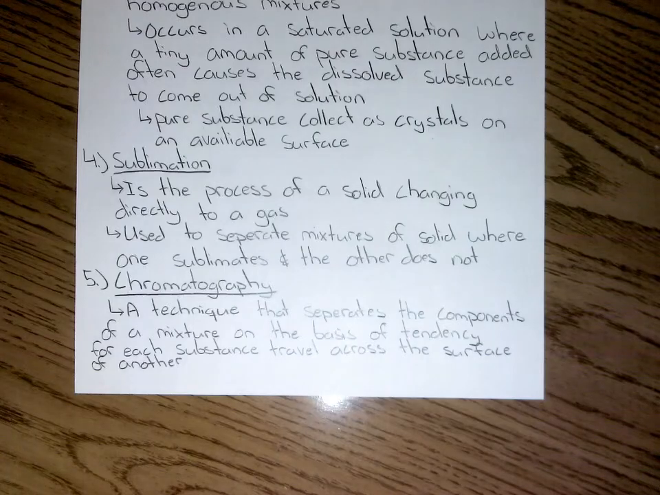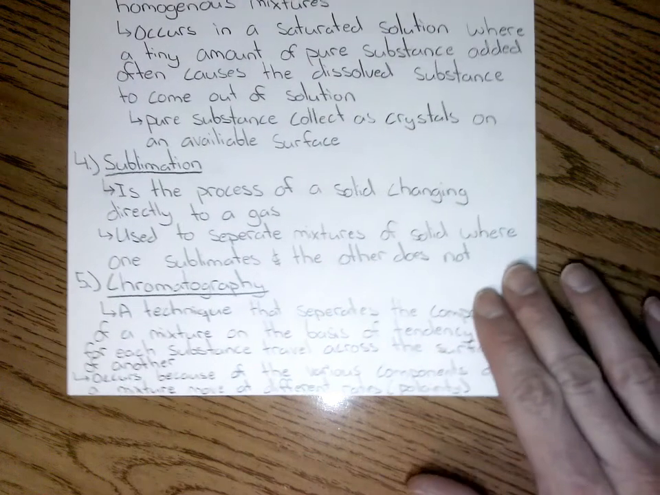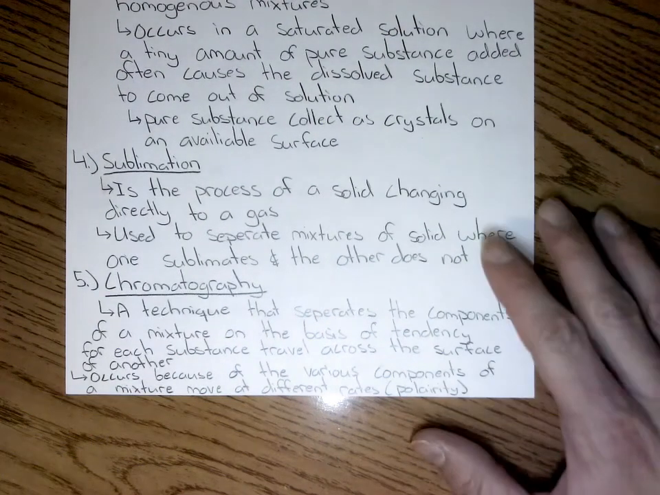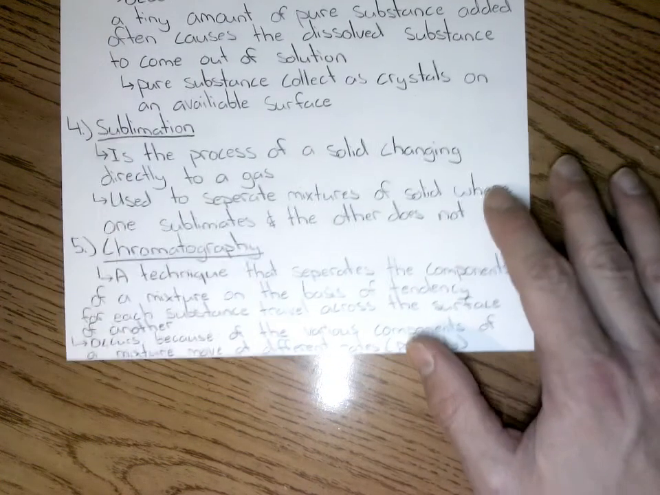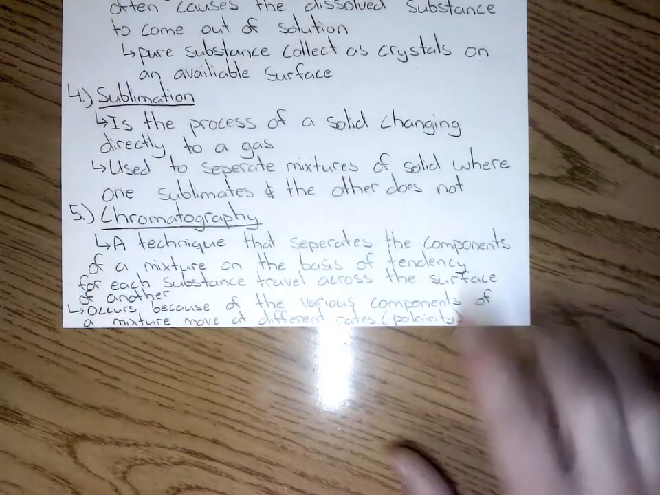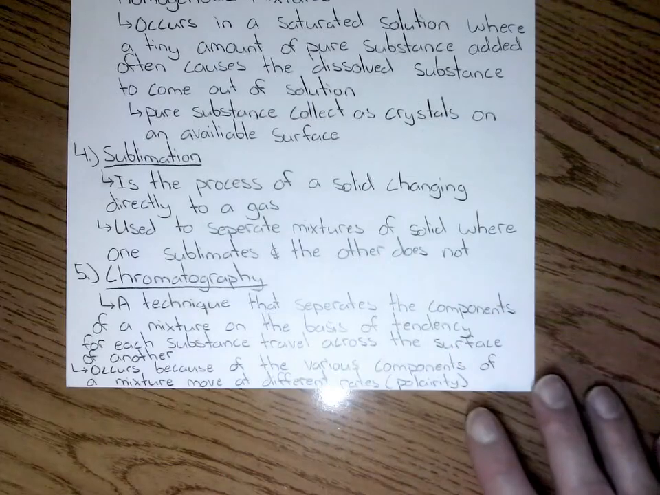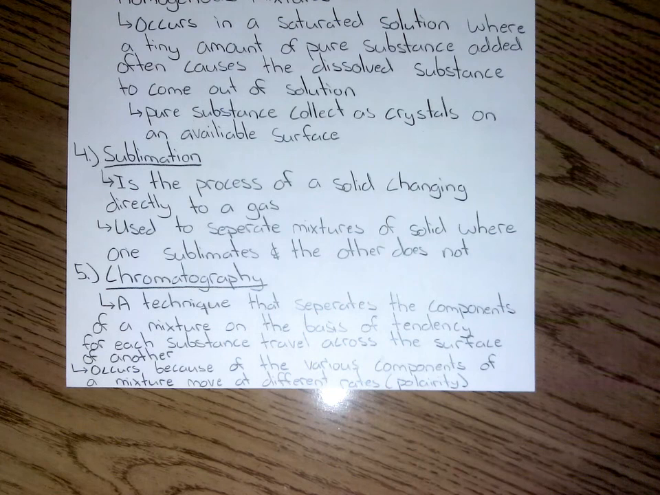Now, this chromatography is going to occur because the various components of a mixture are going to move at different rates. And we haven't discussed this, but I'm going to put this in parentheses here: it's based on the polarity of molecules. Again, that occurs because the various components of a mixture move at different rates. And again, I put polarity in parentheses, not like it means much to you right now, it will in the future, but that is the reason we are able to have that chromatography separation technique.